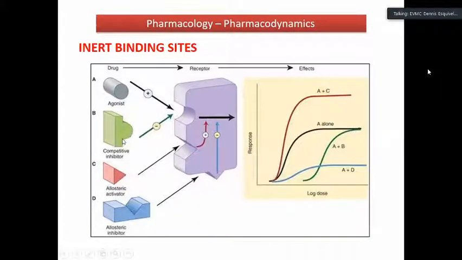Then, we have the competitive inhibitor. When you say competitive inhibitor, it has the same configuration of the binding site, so this substance may also interact with this available binding site. But then it is not the native or natural substrate for this receptor. So, what will happen? If alone, there is no response because it is an inhibitor. Okay. Here, the green line: when the agonist exists alone, you have this response.